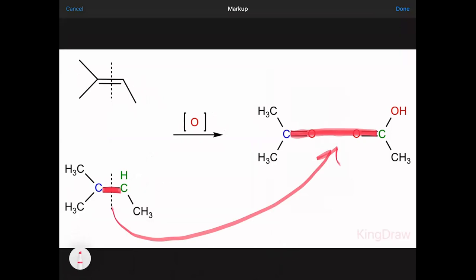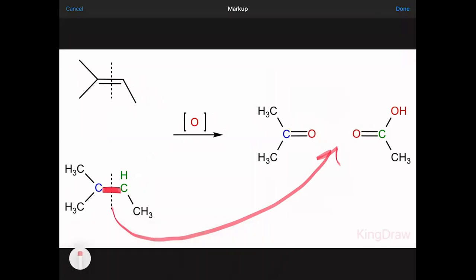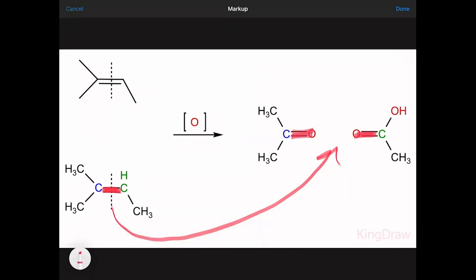Then we replaced the double bond with O's on each side. So I've added those two O's over there, that oxygen and that oxygen. And whatever hydrogens are left over on the carbon, we replace with OHs. So if you look at this one, that there becomes that there. And I have no hydrogens on the blue carbon, so I can't replace anything on that side.